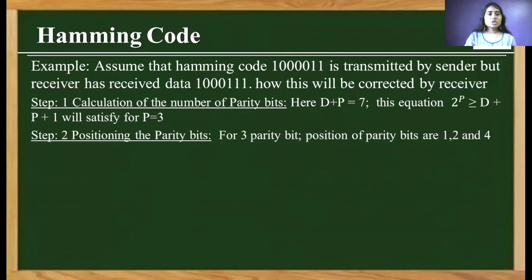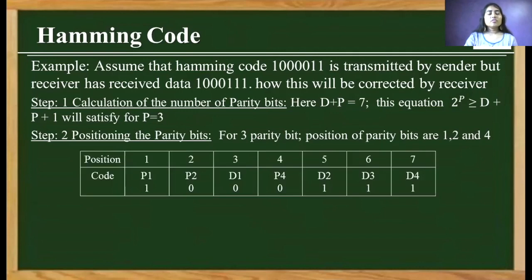Now next, position the parity bits. So for 3 parity bits, the positions of the parity bits are 1, 2 and 4. Here we have a table for position and bits. P1 has a value 1, P2 has a value 0, D1 has a value 0, P4 has a value 0, D2 has a value 1, D3 has a value 1 and D4 has a value 1. And here the position of each and every bit is represented.